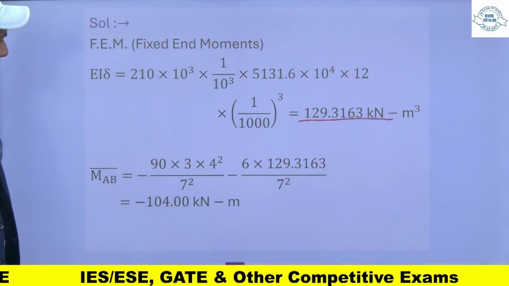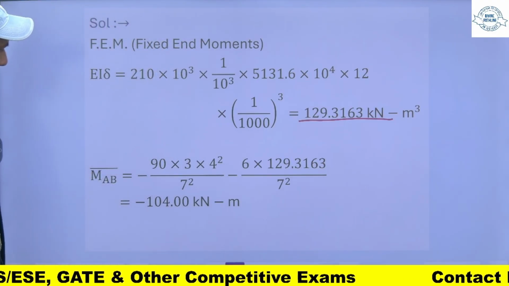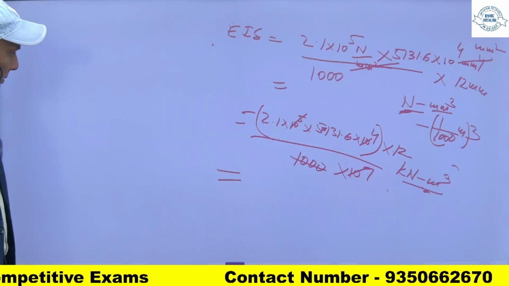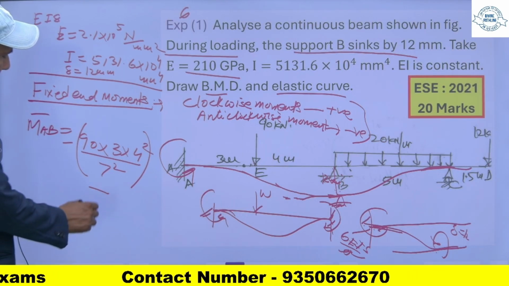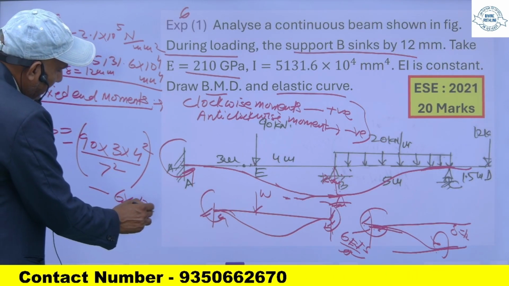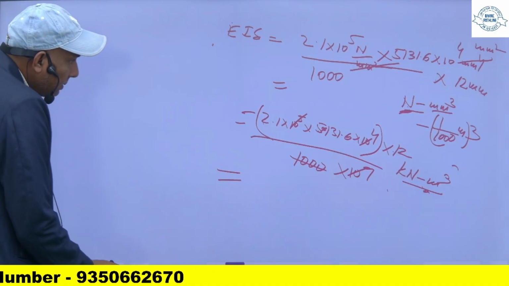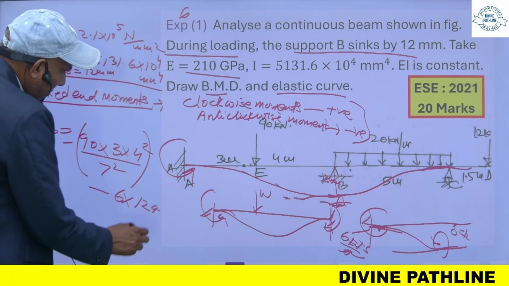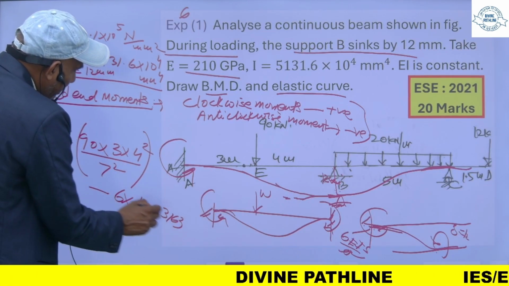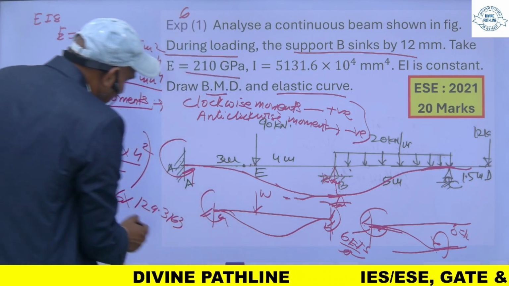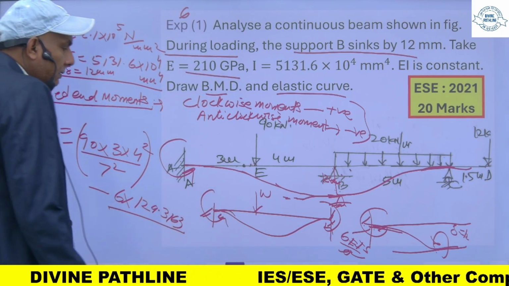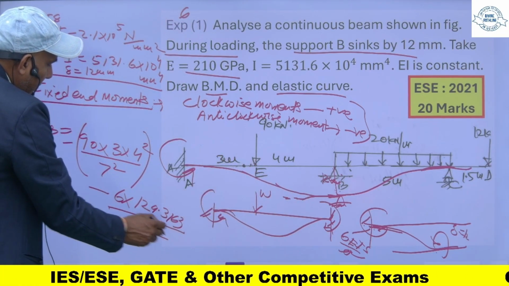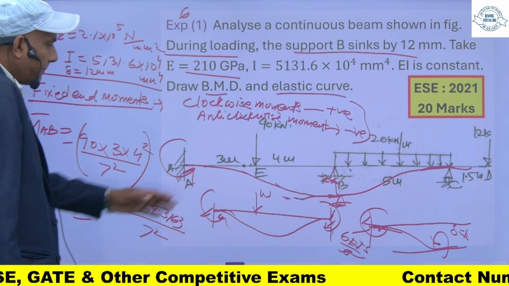This is 6 EI delta. So MAB will be this minus this. So this is 6 EI, will be 129.3163. So this is 6 EI delta. Now it is in kilonewton per cubic meter. 6 EI delta upon L square, L is 7. You will get the fixed end moment here.